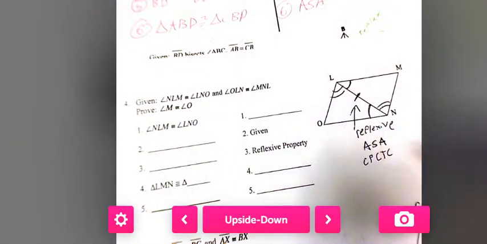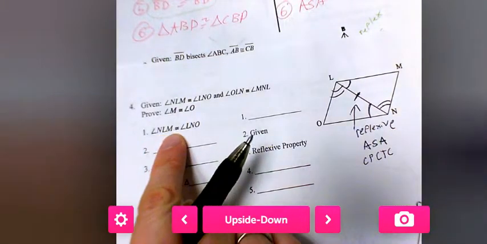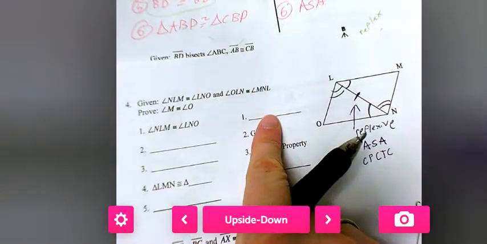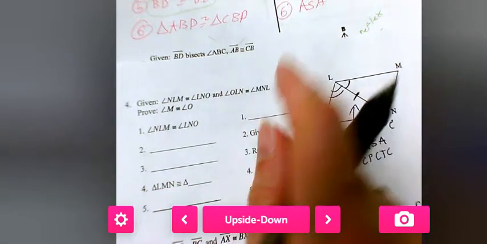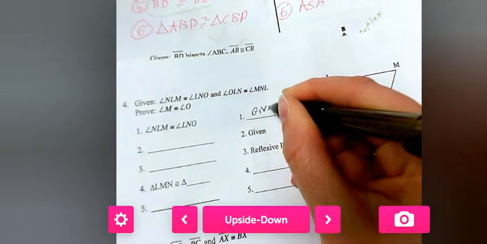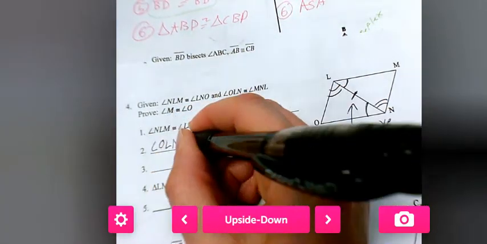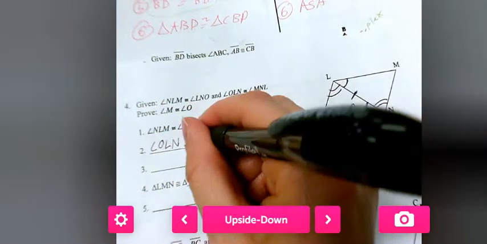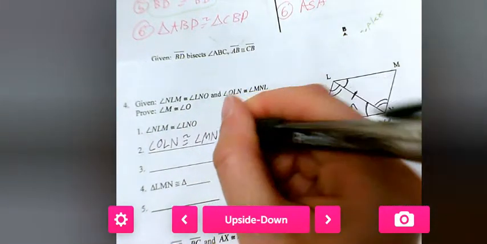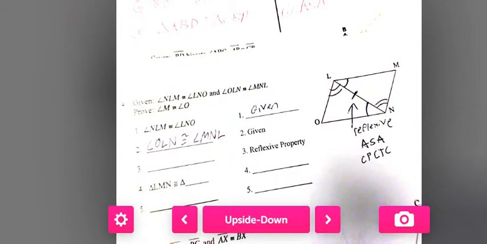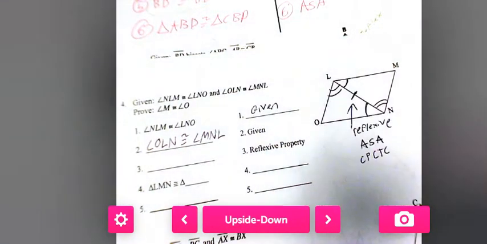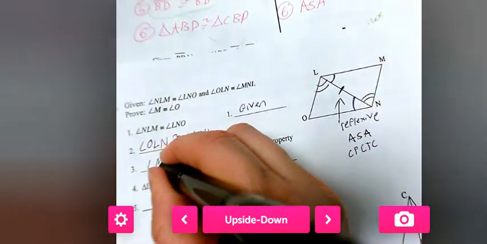CPCTC. Good. So NLM is congruent to LON by what? Given. What's my other given? Angle OLN is congruent to MNL. Okay, it says reflexive. What's reflexive over here? LM is congruent to LM.